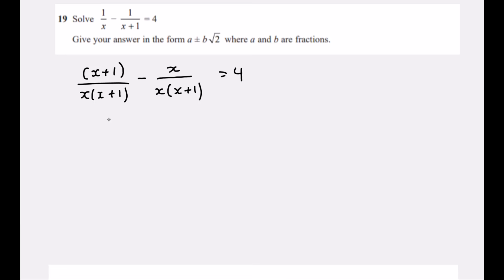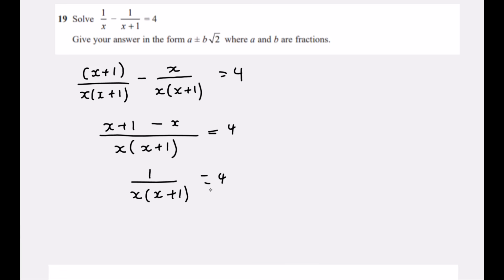Now I can make them into one fraction. So I've got x plus 1 minus x on top, which is just going to be 1, over x times x plus 1. So I've got 1 over x times x plus 1 equals 4. Times both sides by x times x plus 1. So we've got 4 times x plus 1. Expand the bracket, so 4x squared plus 4x.